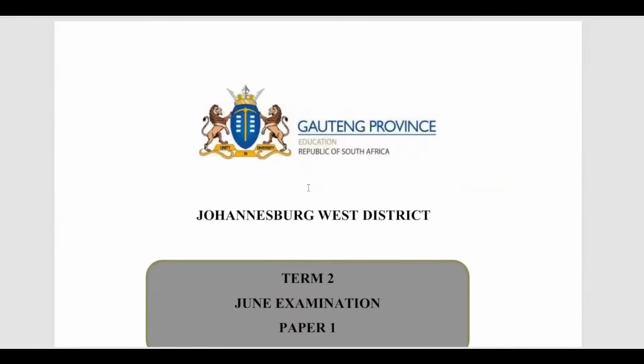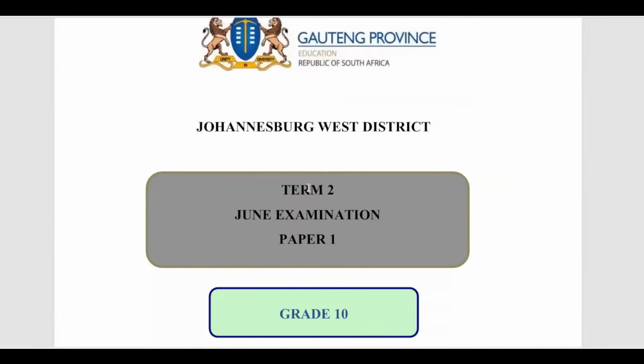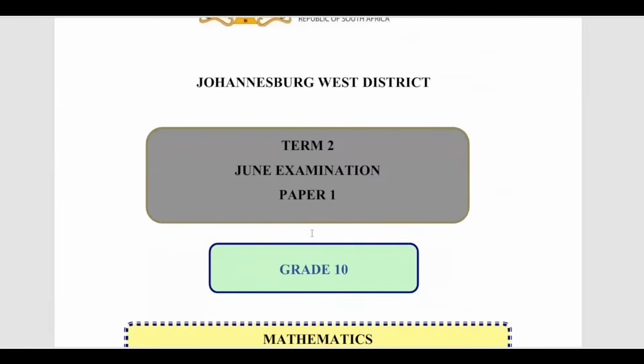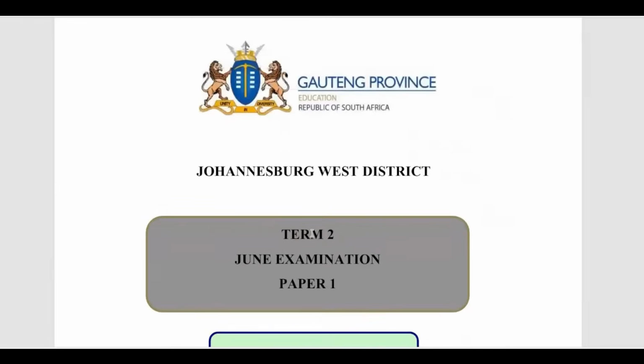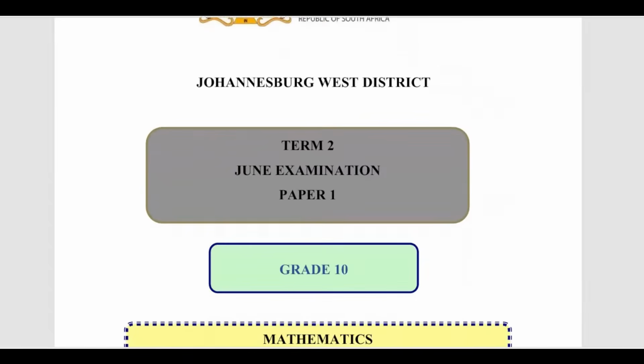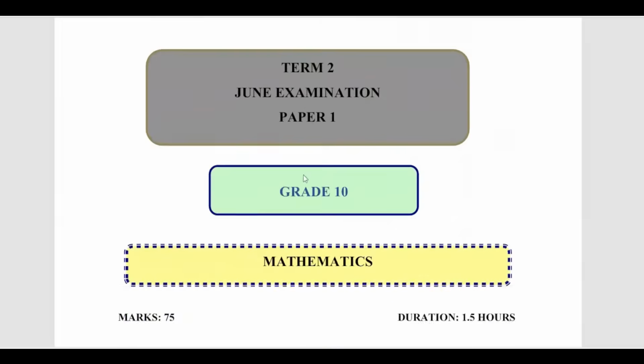Hello, welcome to yet another episode where we'll be looking at the proposed memorandum of the mathematics paper 1 for the grade 10's junior examination 2025. This paper is from Johannesburg West, and let's see what the learners in this district were expected to do as far as this paper was concerned.